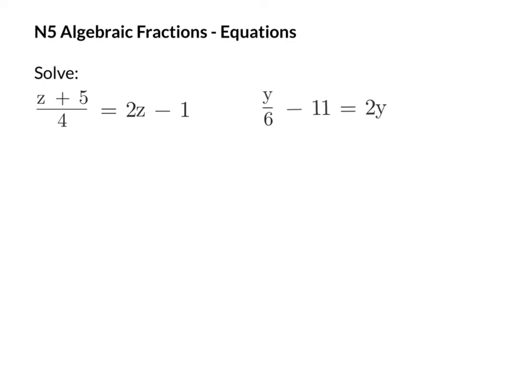Now, these ones look a little bit different from the ones on the previous page, in that we've only got one fraction in them. However, what we need to remember is everything can be expressed as a fraction. We've got lots of what are called implied ones here. So the idea is all of this could be written as 2z minus 1 all over 1. The same can be said on the right-hand equation. We've got implied ones there.